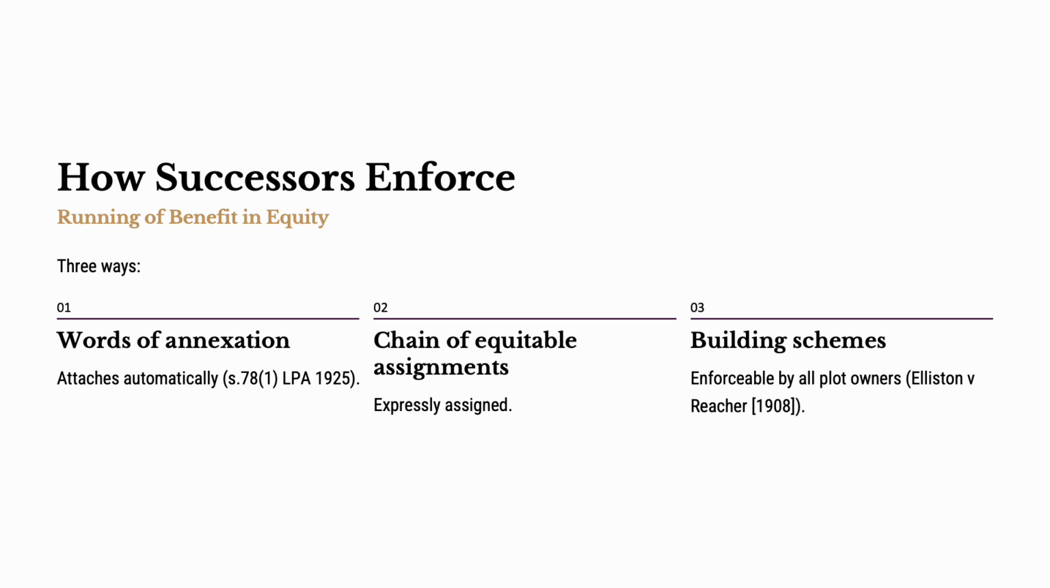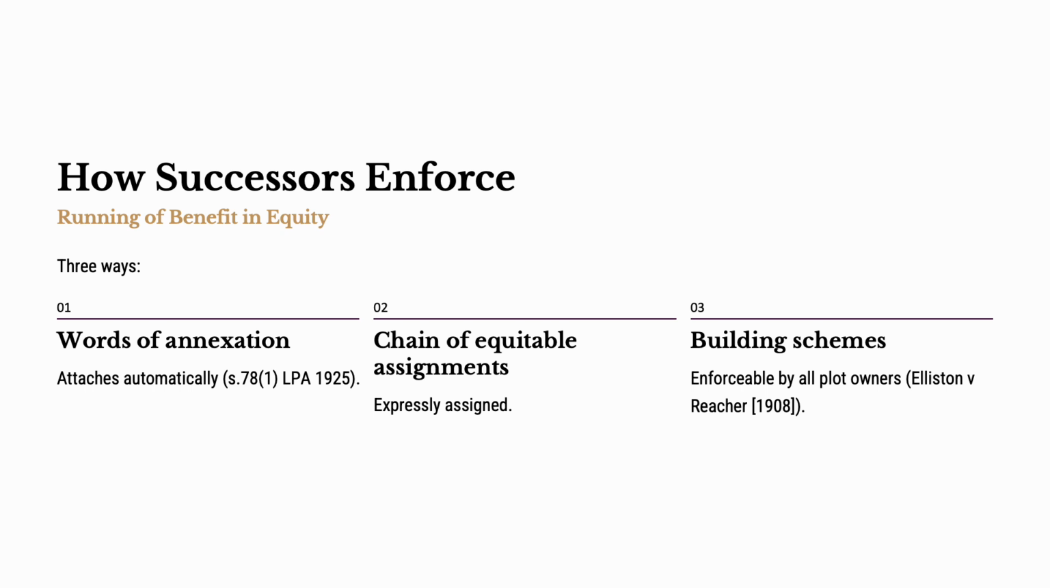The second method is through a chain of equitable assignment. Each time the dominant land is transferred, the benefit of the covenant must be expressly assigned to the purchaser. This requires careful documentation. So if a transfer occurs without express assignment of benefit, the chain is broken and subsequent purchasers cannot enforce the covenant.